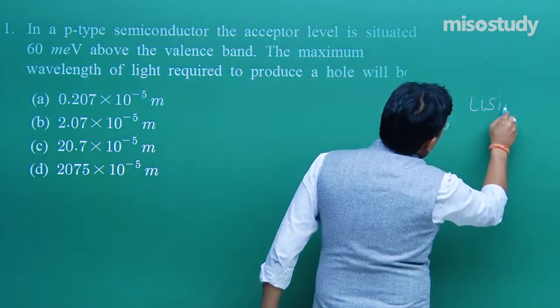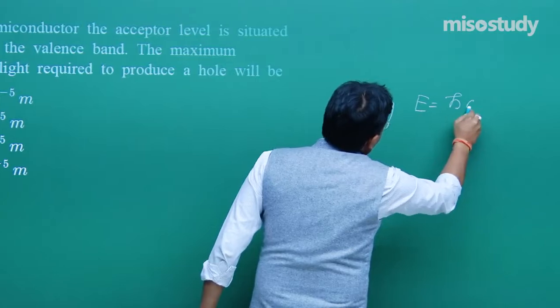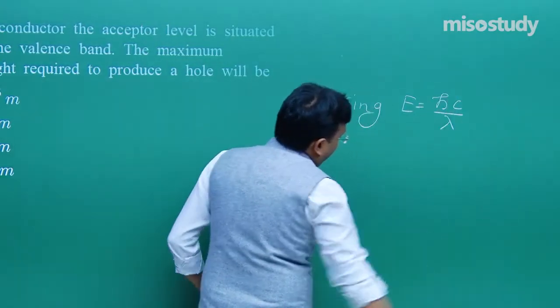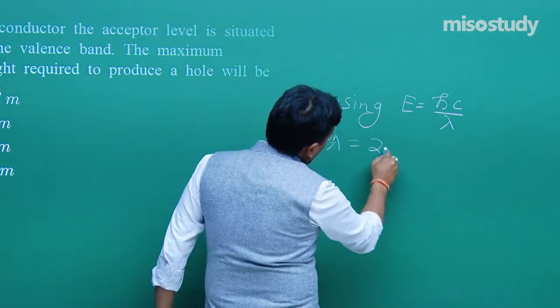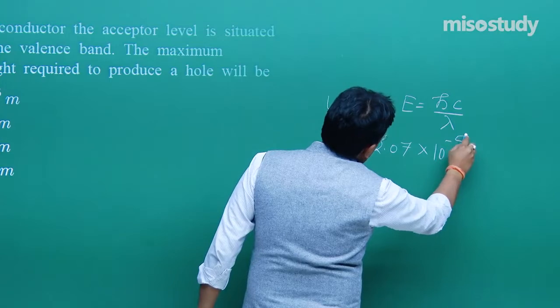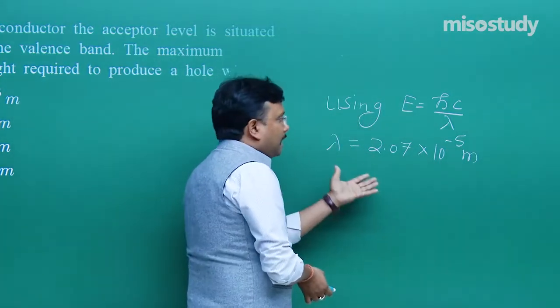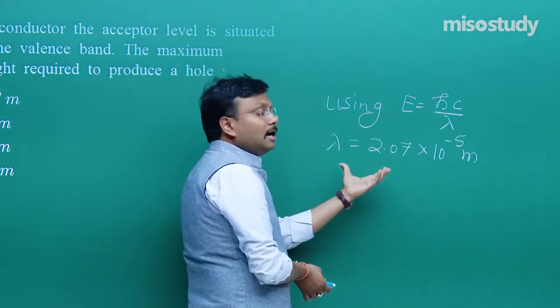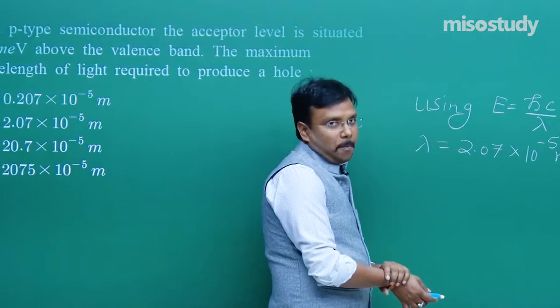Using E is equal to hc upon lambda, lambda is equal to 2.07 into 10 to the power minus 5 meter. Simply multiply, divide and get the resultant. So from here you can say B is the correct option.